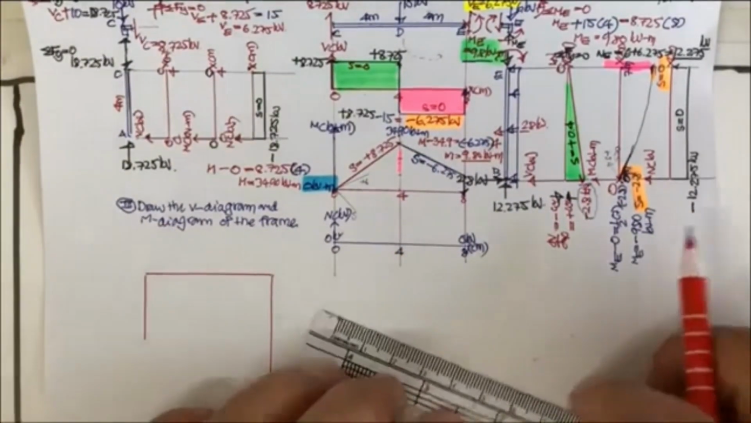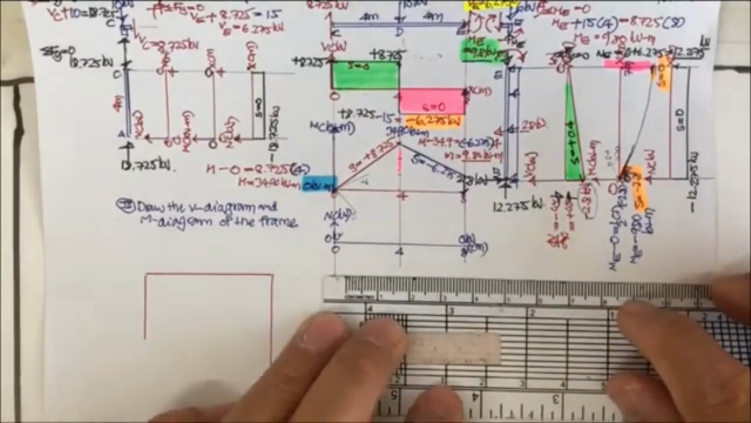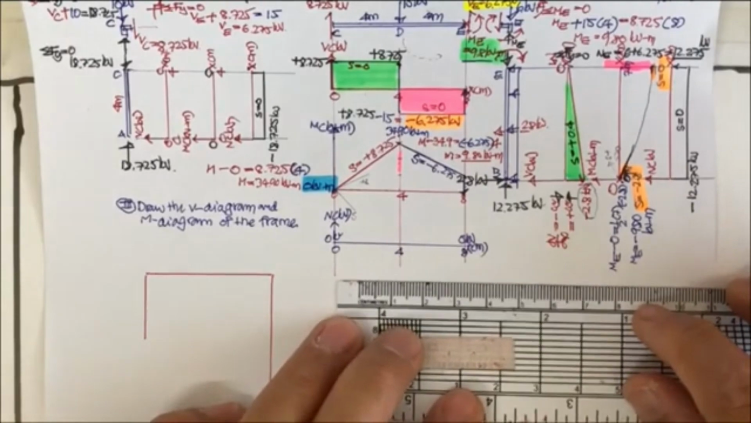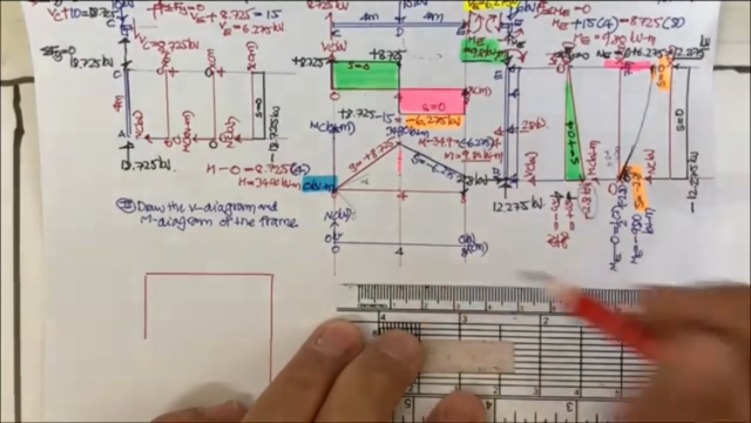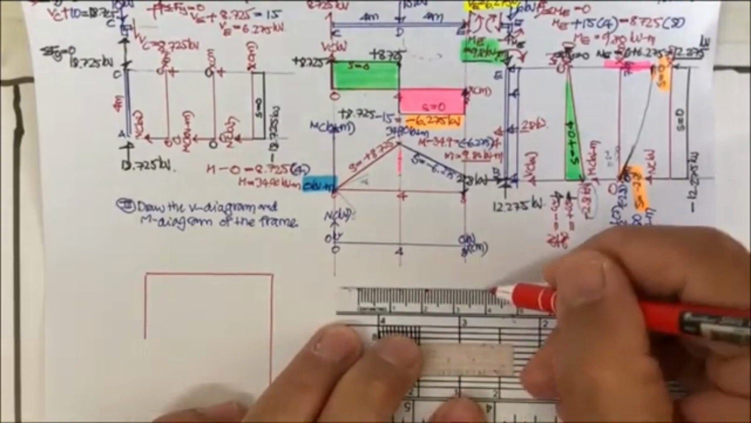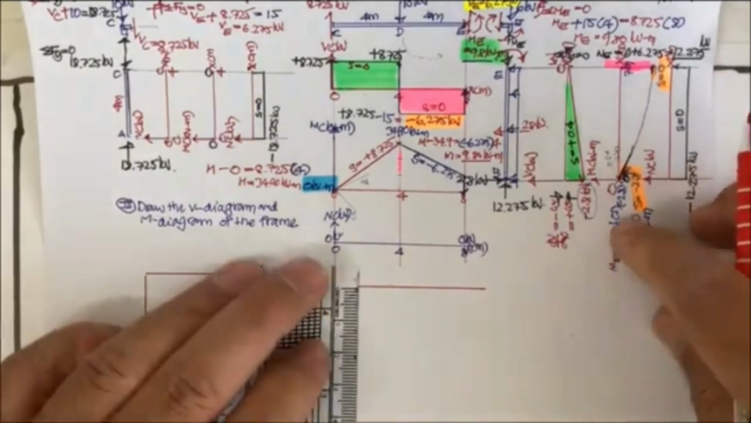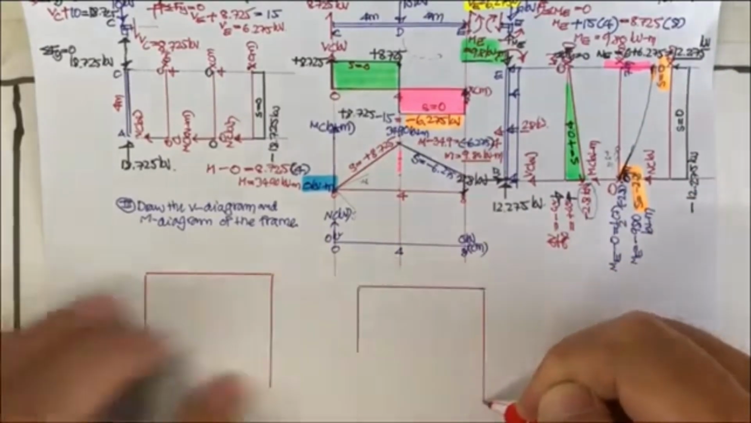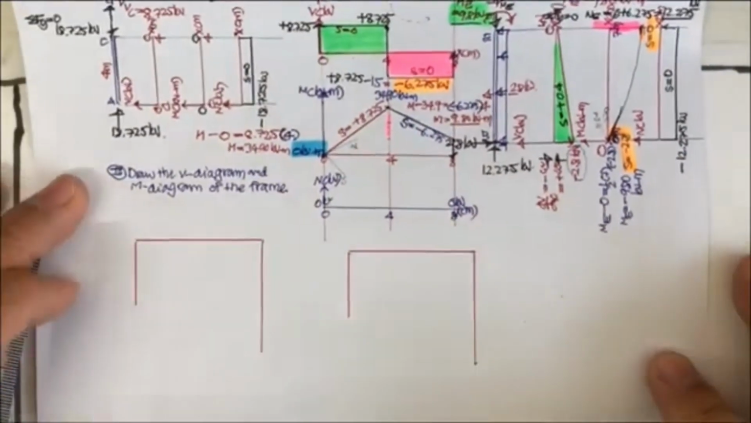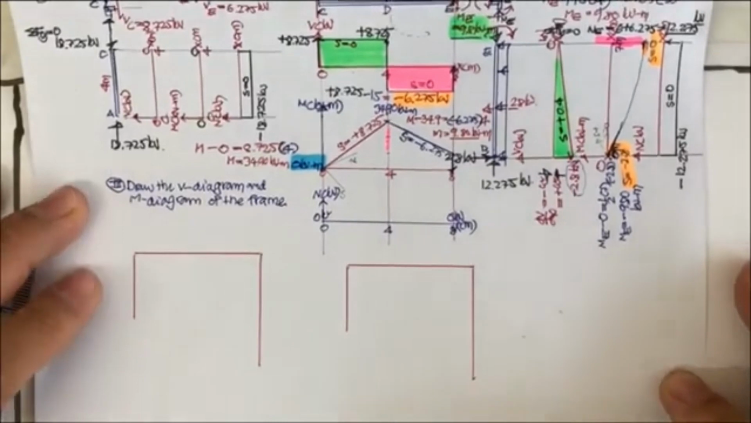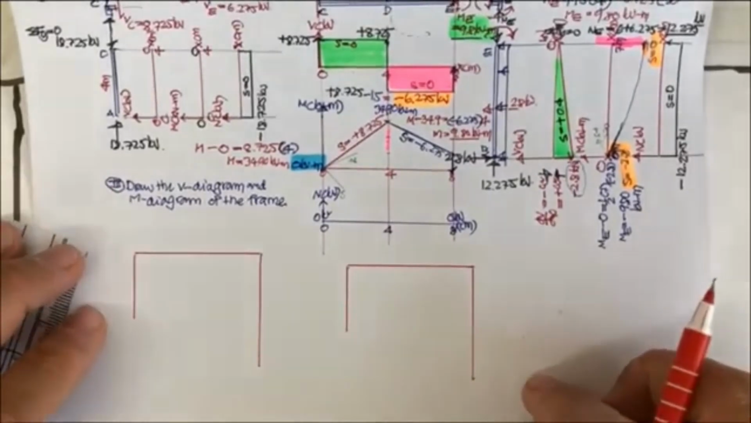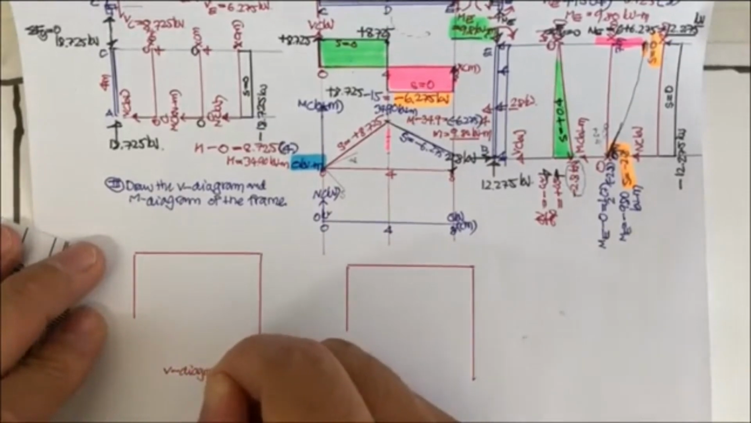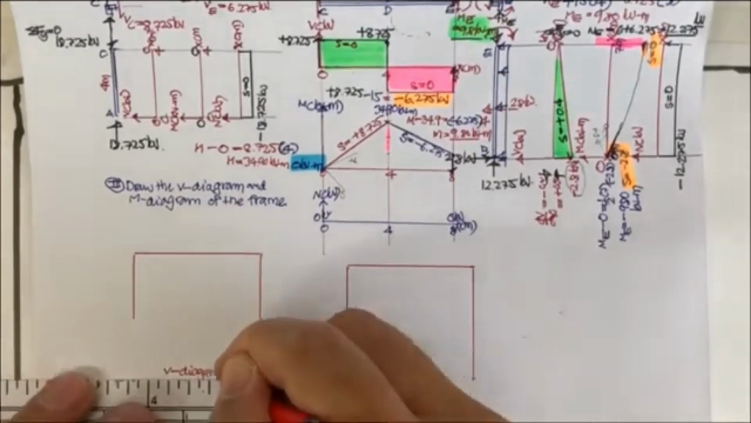And for the moment we do the same. We just put it a little bit down here because we like to have some space for that. This is over here, and this is 4, that is going to be 7. And if you lift it up a little bit, you will have a clear picture of this. And we start from the shear. This is going to be the shear diagram of the frame. This is the shear diagram of the frame.